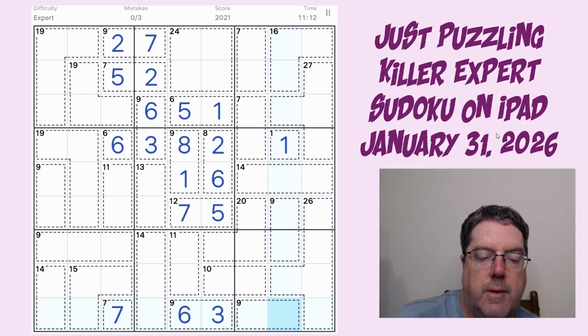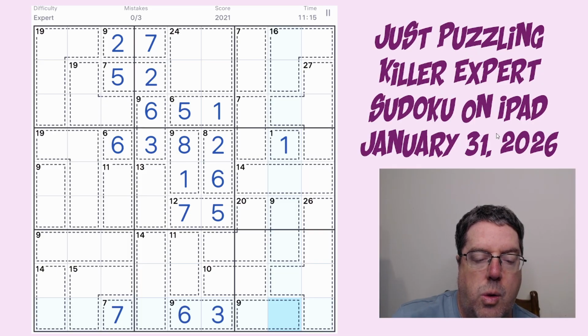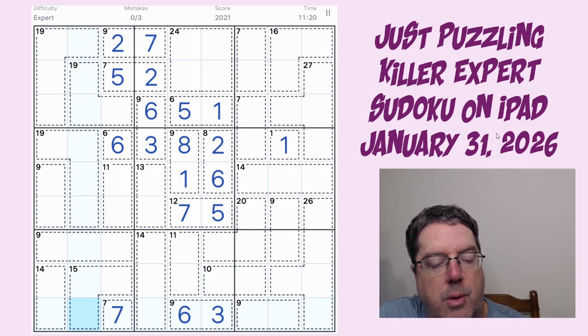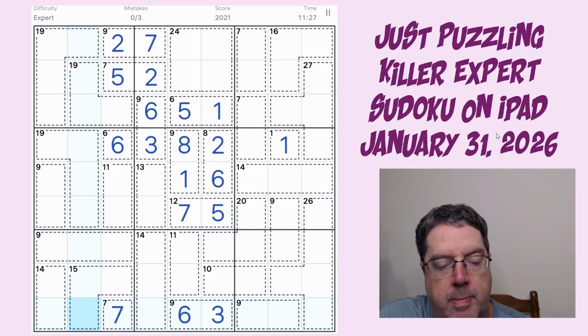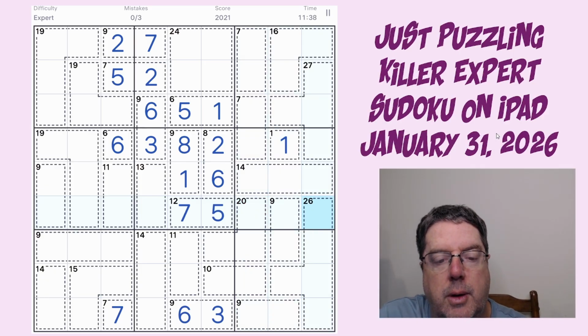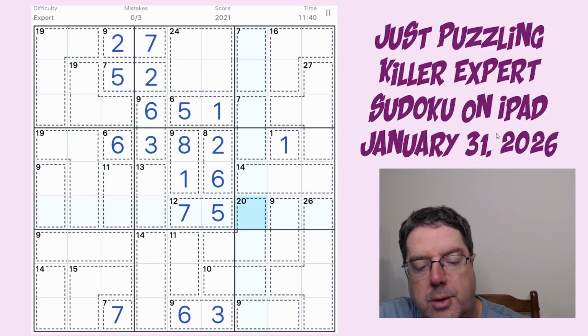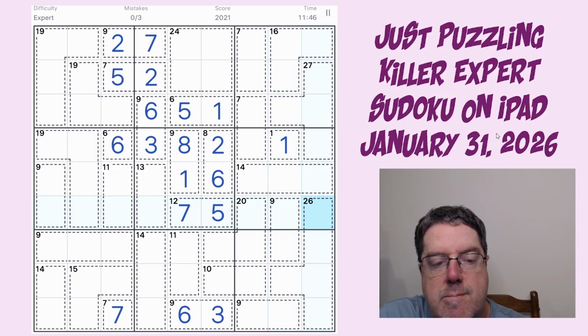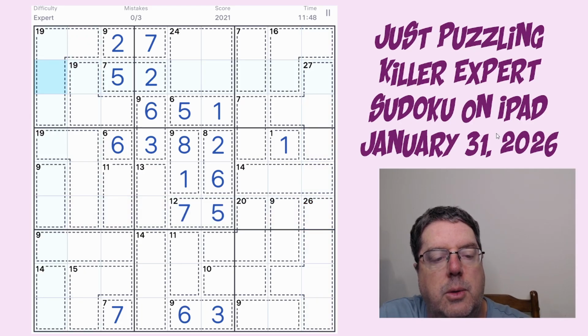11, 5, 5, 4 there. So 8 and 9 are going to be shared across here. 8, 9. So 5, 6. 6 can be here, 6 can be here, and 6 can be there. So that's all happening. Actually, 6 and 1 are here, so 6 can't be there. So 6 is one of these two.